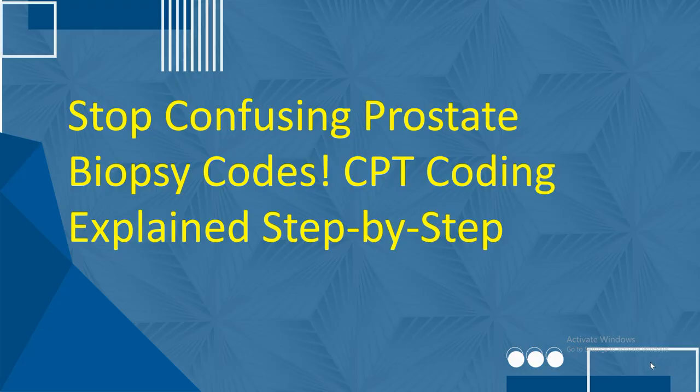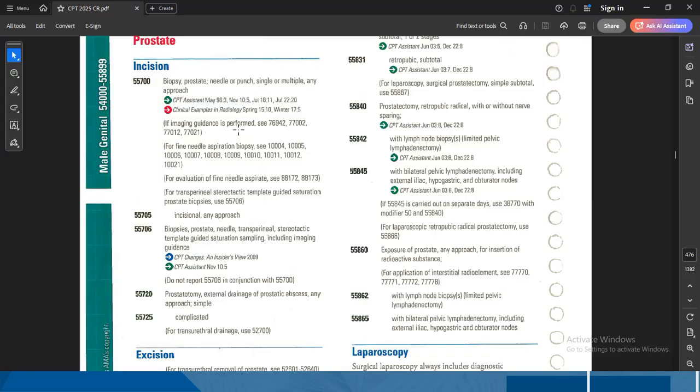So in order to understand new codes, we need to understand old codes related to prostate biopsy. We have three old codes related to prostate biopsy: 55700, biopsy prostate needle or punch, single or multiple, any approach; 55705, prostate biopsy incisional, any approach; and 55706, biopsies prostate needle transperineal stereotactic template guided saturation sampling including imaging guidance.